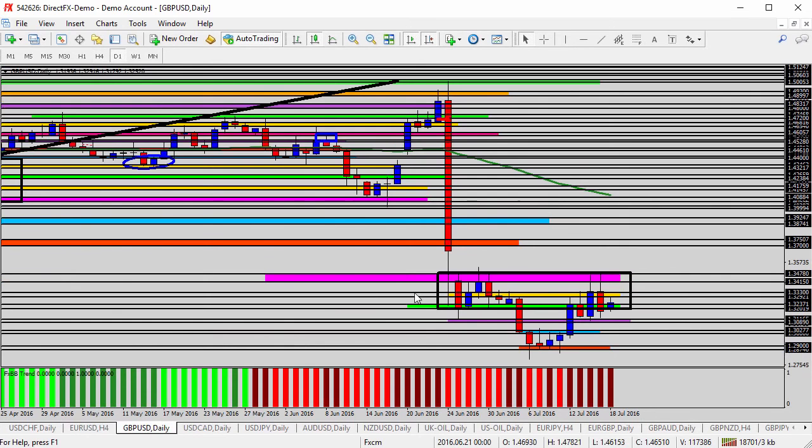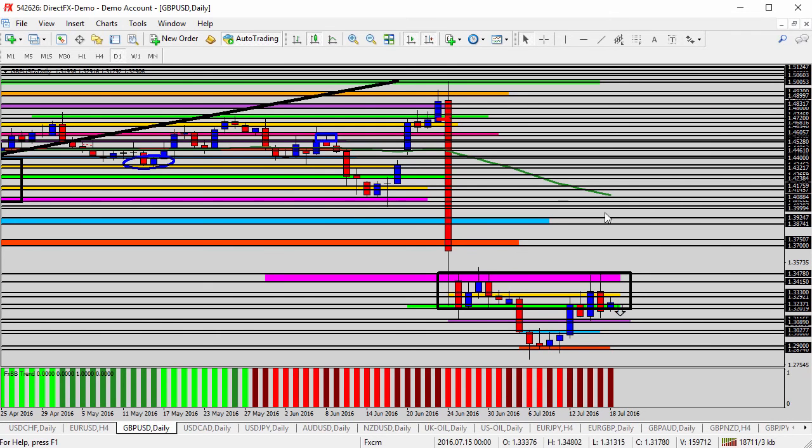GBP USD, Great British Pound, US dollar. Of course, the big red candle was all the rage a couple of weeks ago, but now we've just been kind of bouncing around inside this black box. You see it found some congestion there, broke, made a new low, back up, and now we've been just kind of bouncing around over here on the right hand side for the past 1, 2, 3, 4, 5 days as well. Clearly, we have a more bearish bias here for this currency pair.